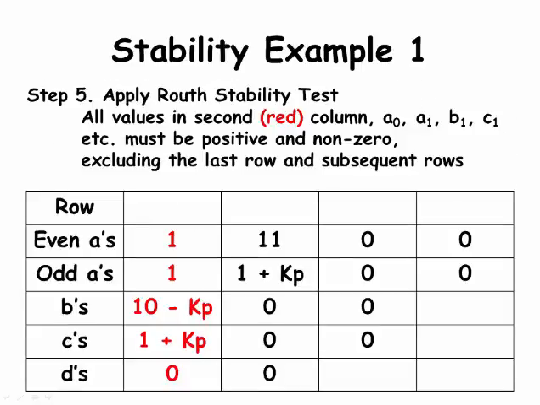Now we can apply the Routh stability test. We look at the first column of values. Those are the values of a0, a1, b1, c1, and on until we get to a 0 value. For a process to be stable using the Routh stability criterion and the overall transfer function, the values in the first column of values must be positive and non-zero, excluding the last row and the subsequent rows, which will be 0.